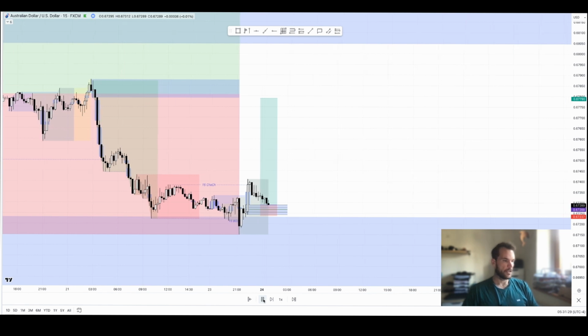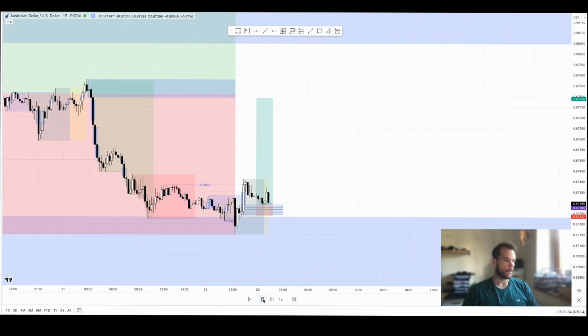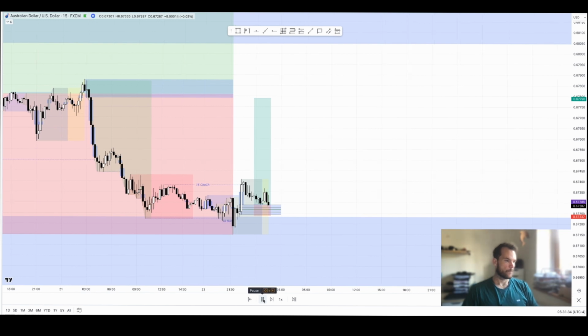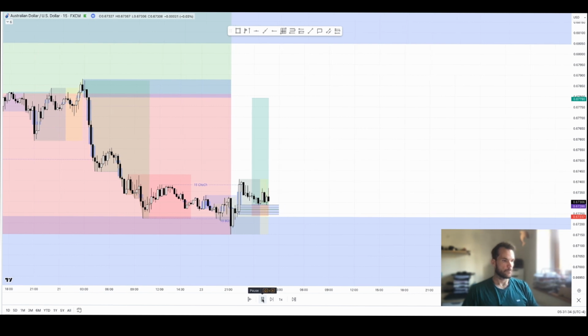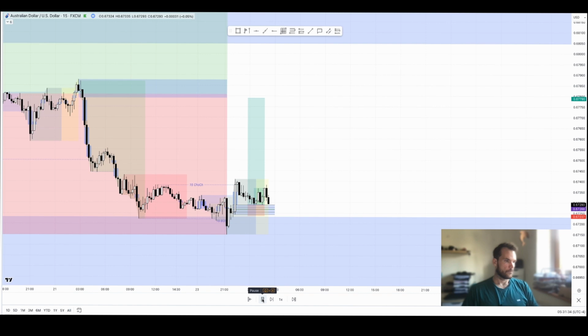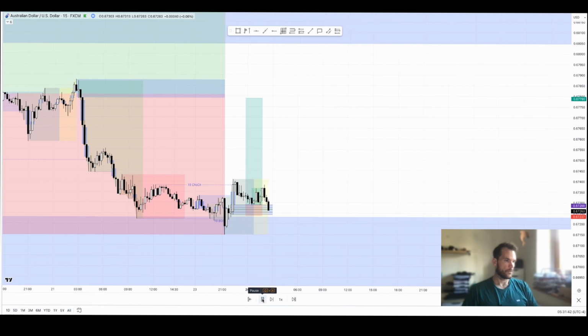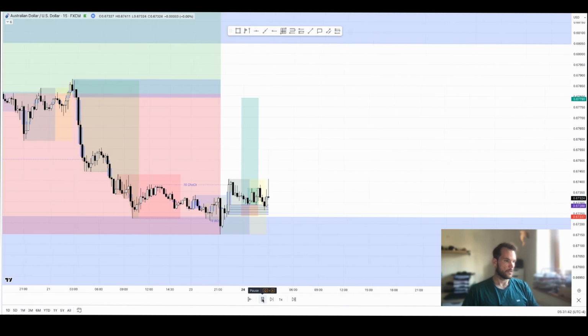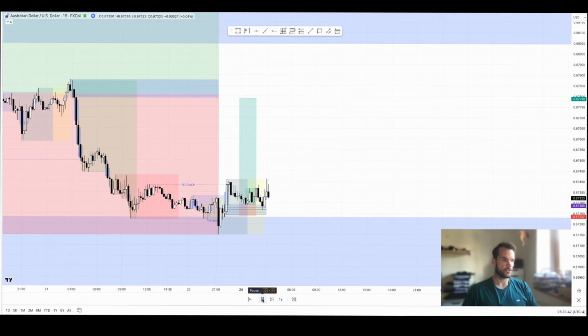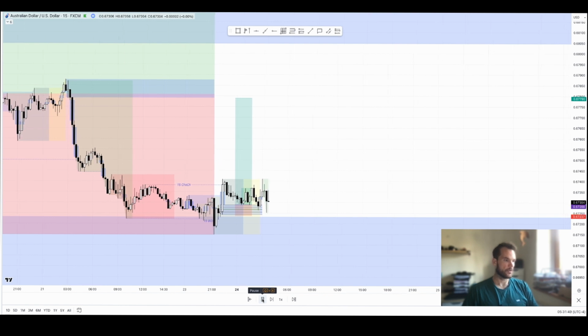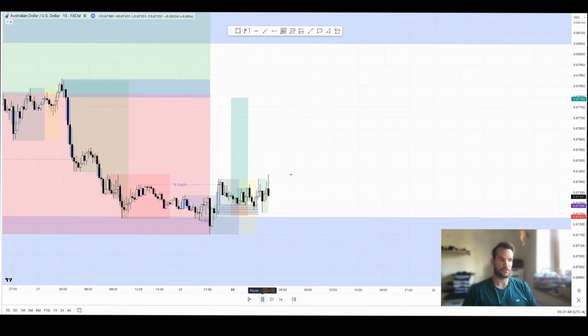Okay, so we'd be tagged in. Oh, a bit of a deeper one though. It could have got deeper on there. The 0.25 would have been tagged in. Whoa, even deeper.